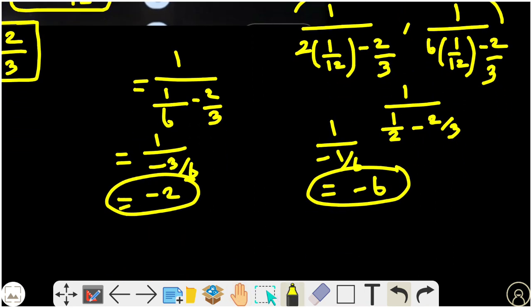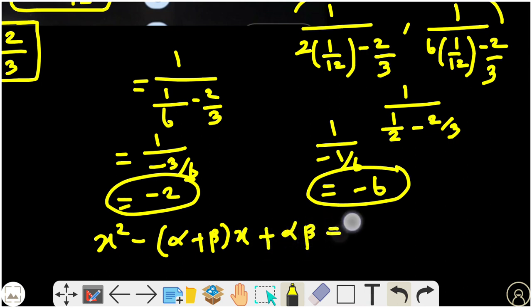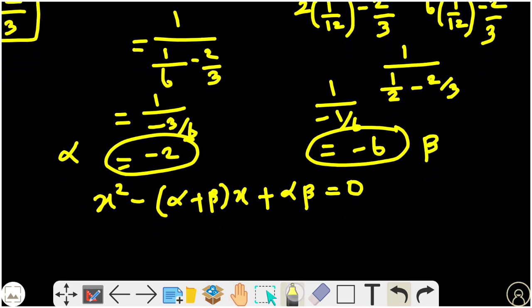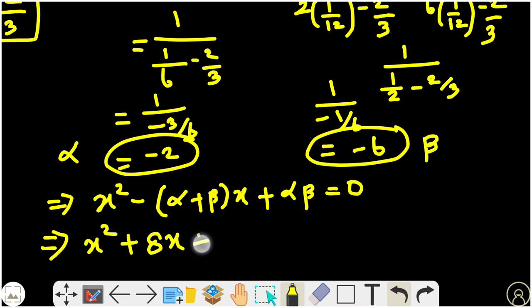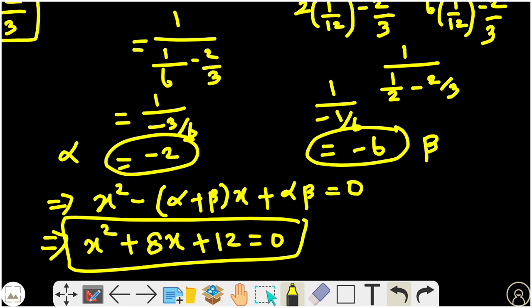We all know that the general form of the quadratic equation is x square minus (alpha plus beta) x plus alpha beta equal to 0. Here alpha is minus 2 and beta is minus 6, so we substitute those here. So we get the quadratic equation x square plus 8x plus 12 equal to 0. That is the new quadratic equation we were to find. So this is the answer: x square plus 8x plus 12, that is the required quadratic equation.